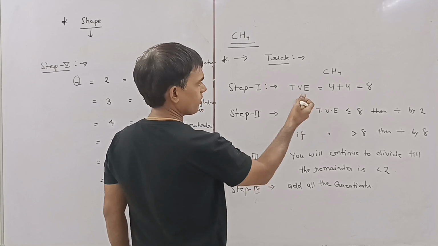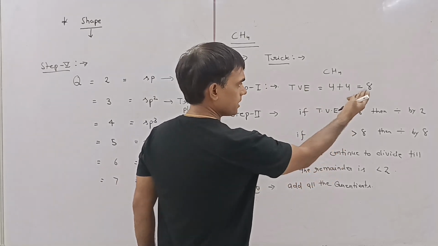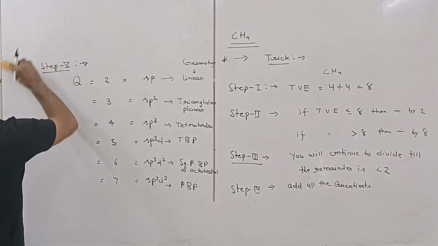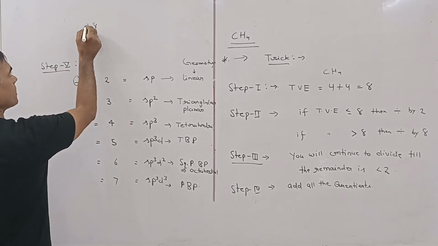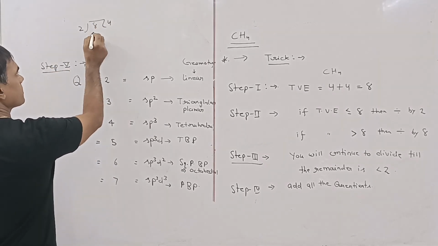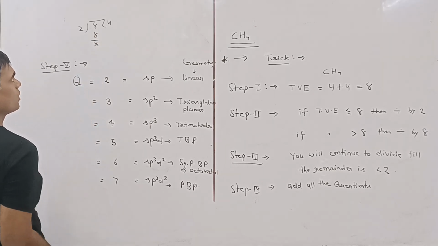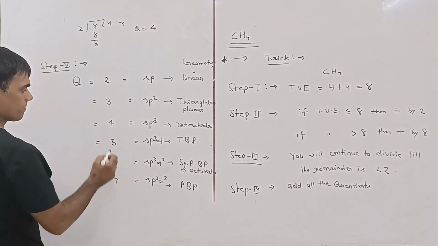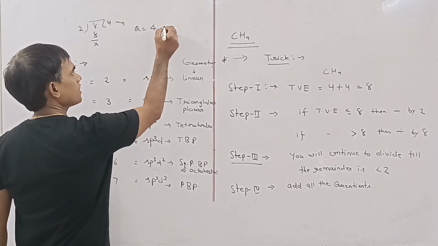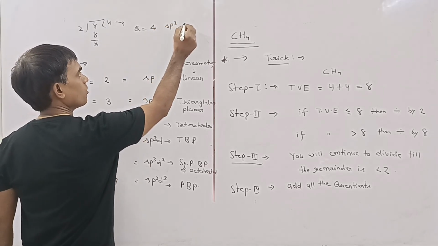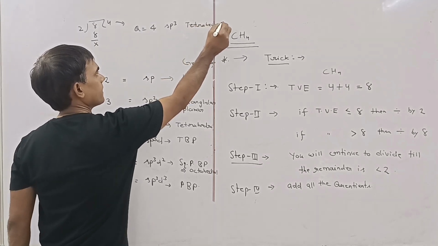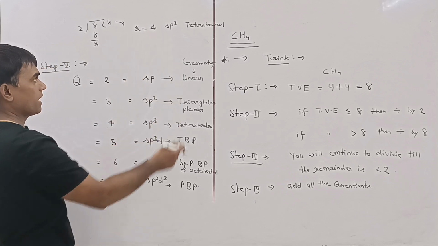Here the total number of valence electrons is 8. It is equal to 8, so we will divide by 2. When 8 is divided by 2, the remainder is completely 0. So the quotient is 4. When the quotient is 4, the hybridization is sp3 and the geometry is tetrahedral. Now what about the shape?